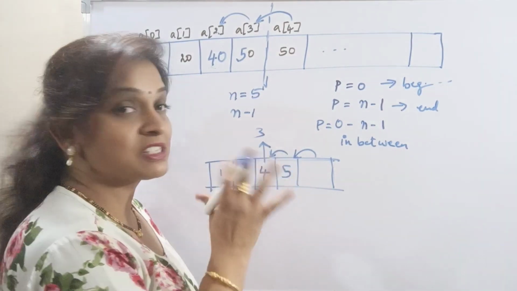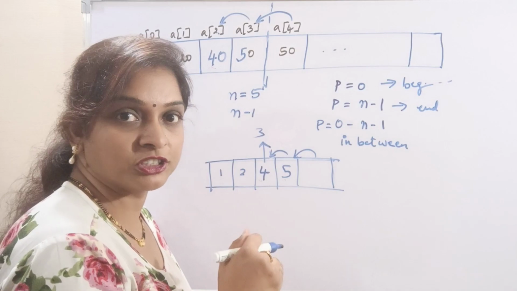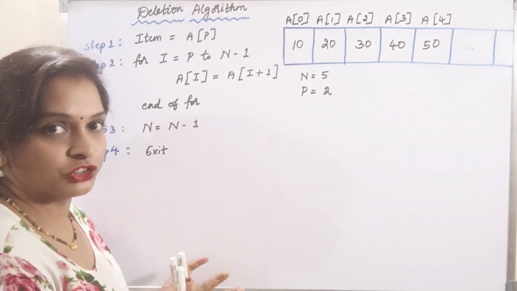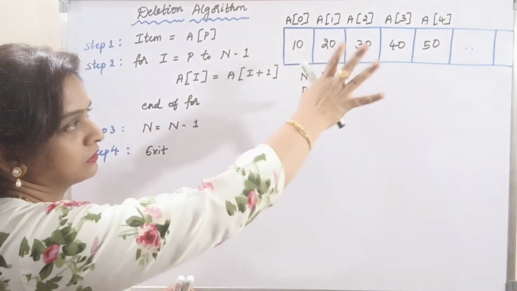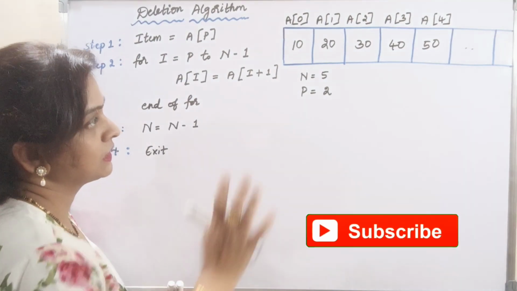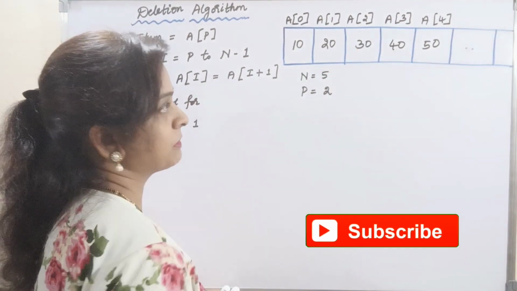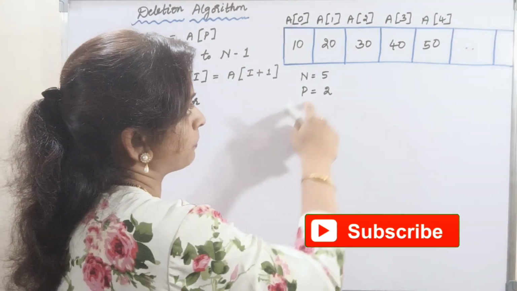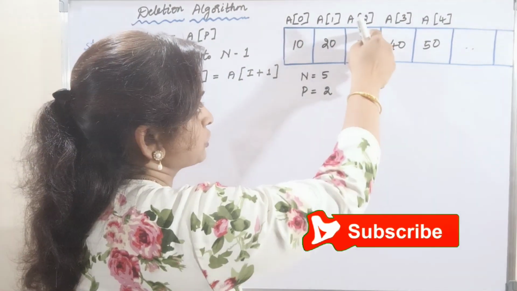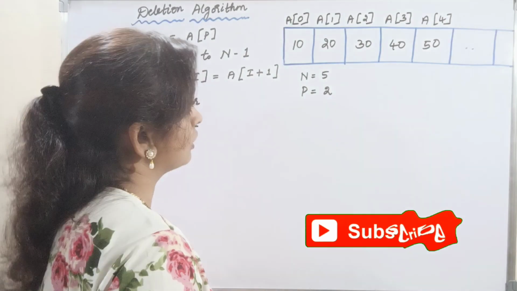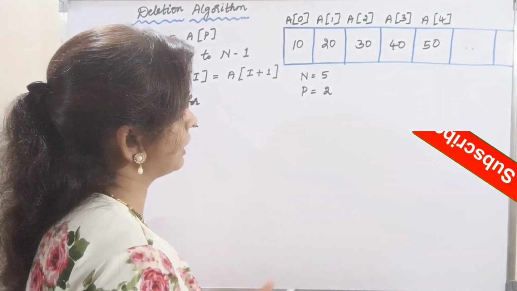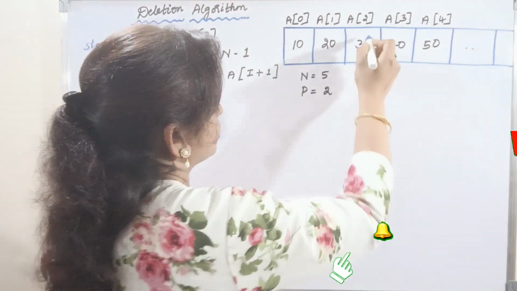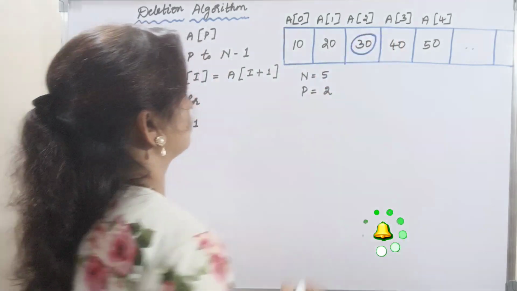So if you have understood this tracing, let us see this with the algorithm. So here we go with the algorithm. We have the array filled with 5 elements. Say the n value is 5. 5 elements we have filled into the array. And I want to delete the element from position 2, A of 2. So this element I need to remove. I need to remove the element which is in position 2.